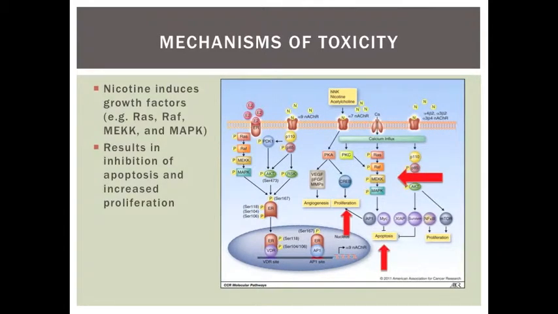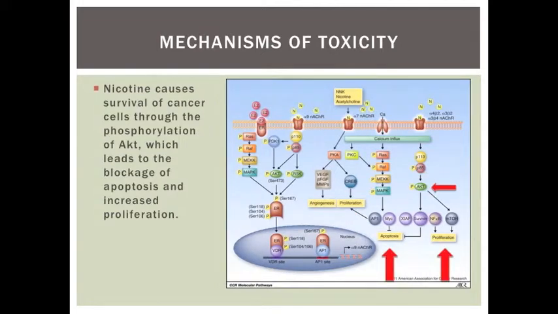As can be seen in the accompanying diagram, nicotine induces a growth pathway consisting of growth factors, RAS, RAF, MEK, and MAPK, as demonstrated by the largest red arrow. The activation of this pathway results in the inhibition of apoptosis and increased proliferation.